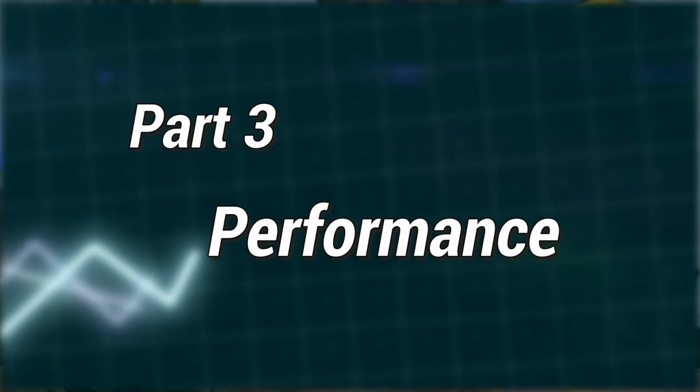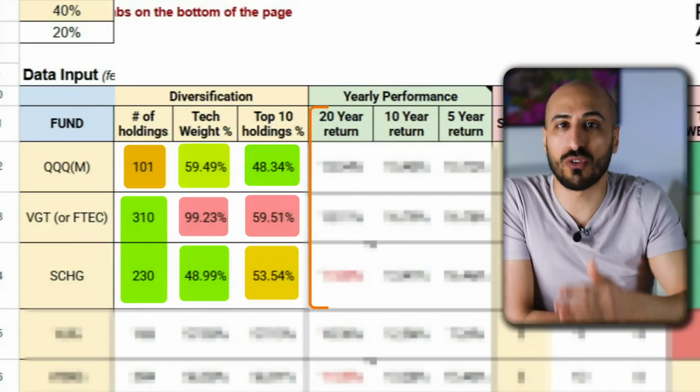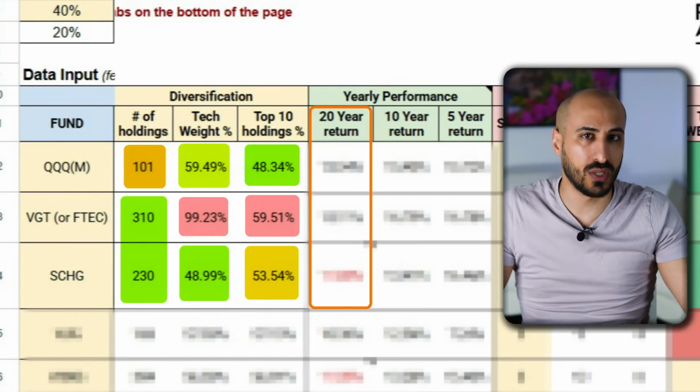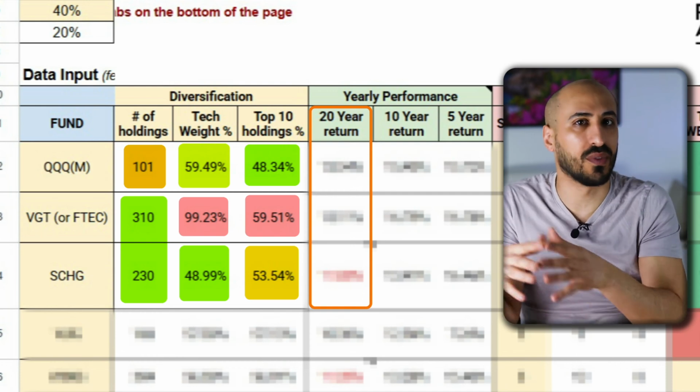Let's move now to performance. QQQ and VGT exist since more than 20 years. And this is a really useful information because we are not just basing our decision on the performance of a short period of time that could be misleading. SCHG, unfortunately, was created in 2009. But in order to have a yearly return for the last 20 years, I extrapolated the return between 2005 and 2009 from the other two ETFs.